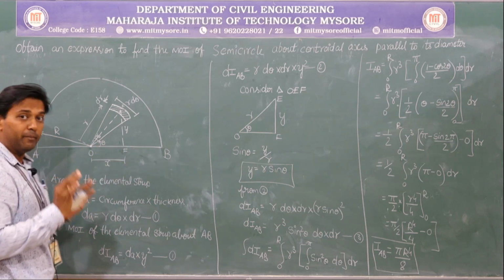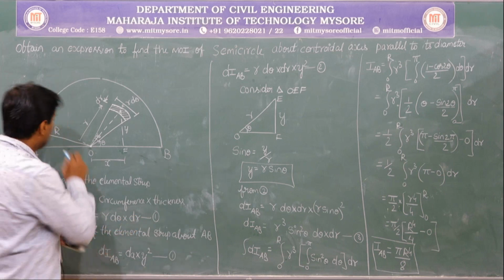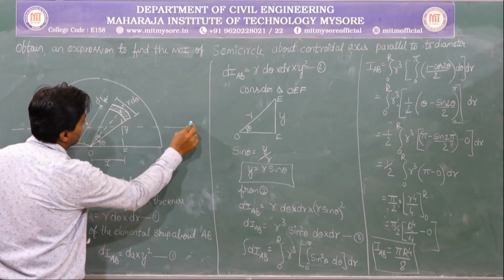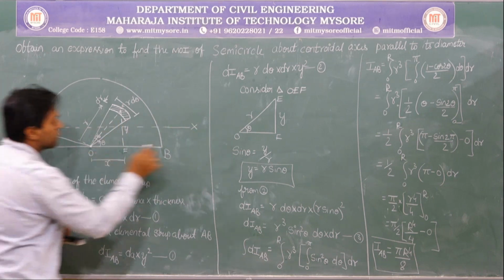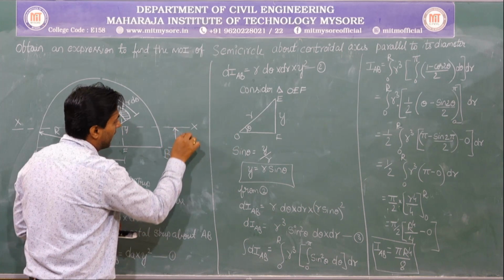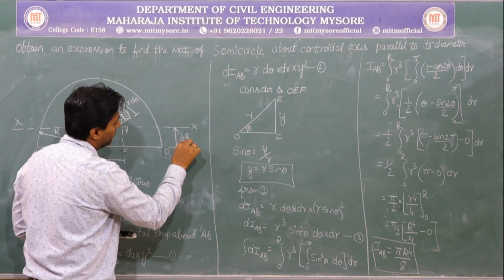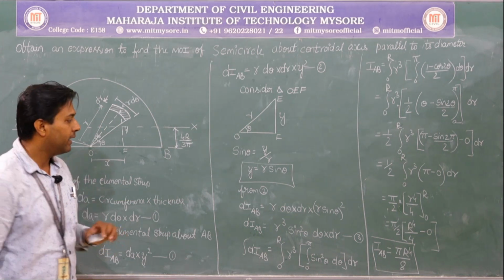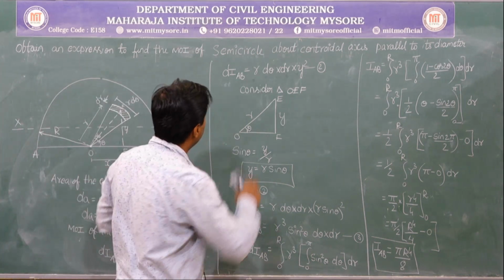So I think you people remember the centroid derivation. So parallel to the diameter is the x-axis. So what is its value? I think you people remember that. It is 4r by 3 pi. How much is that? It is 4r by 3 pi. So what I will be doing is, for the time being, let me rub this.